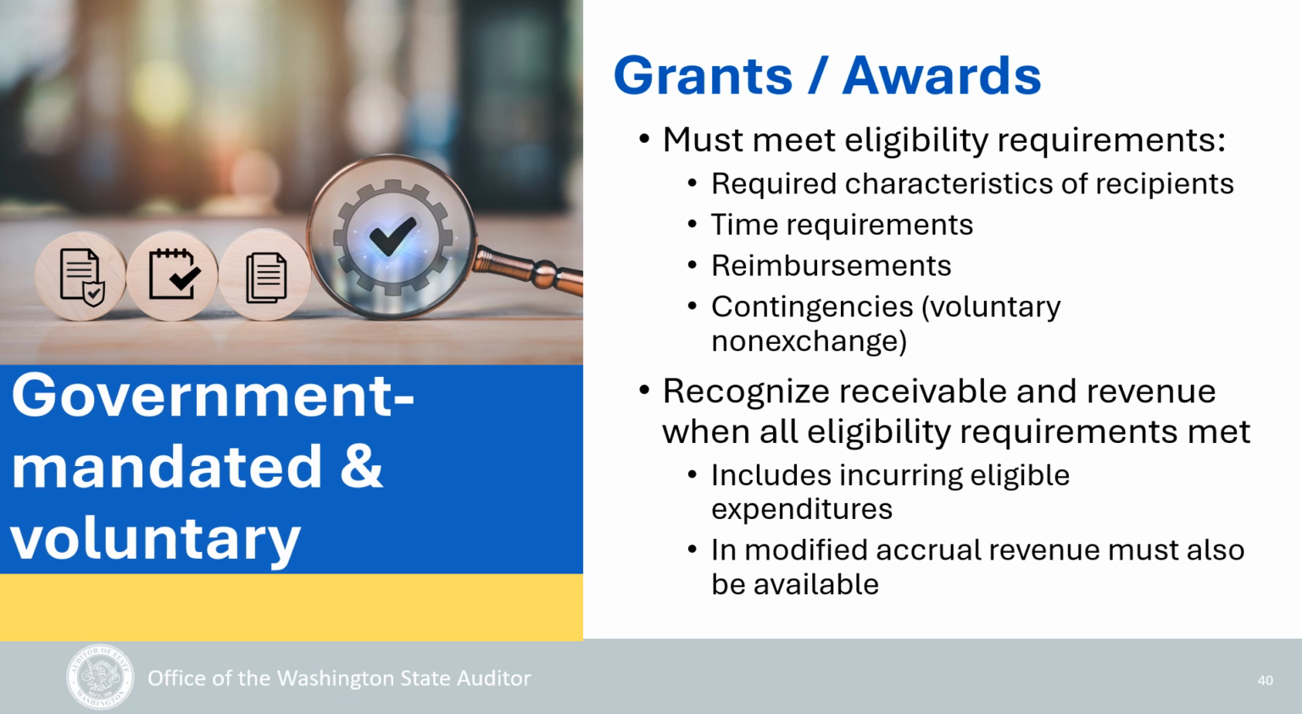The contingency requirement applies only to the voluntary non-exchange transactions. This just means that if the grantor's award is contingent upon some action, the recipient has to perform that action before they can recognize revenue. In full accrual accounting, the government recognizes the receivable and the revenue when all eligibility requirements are met. This includes incurring those eligible expenditures. Remember, in modified accrual accounting, the revenue also needs to be available.